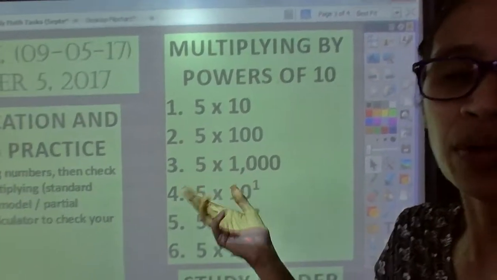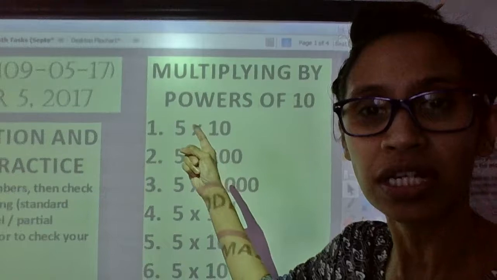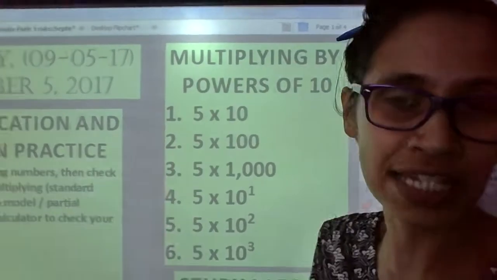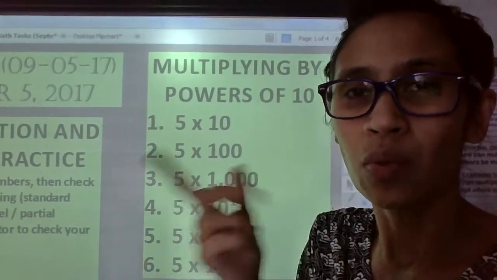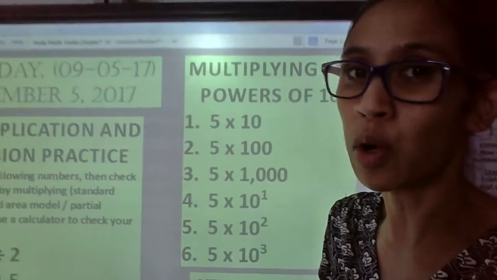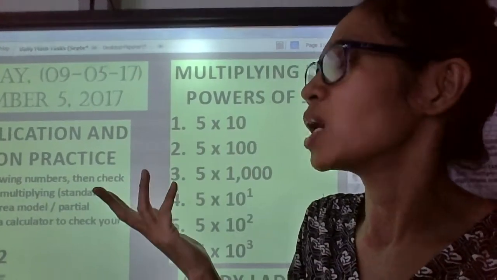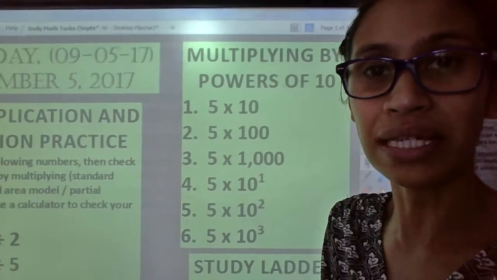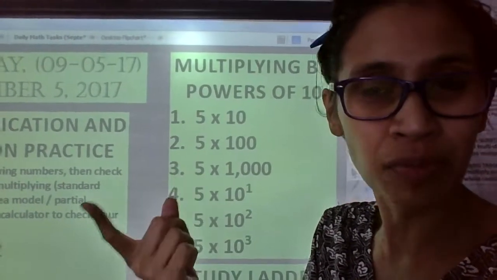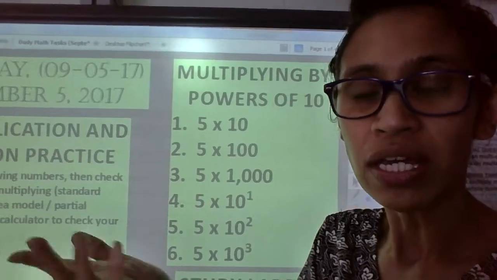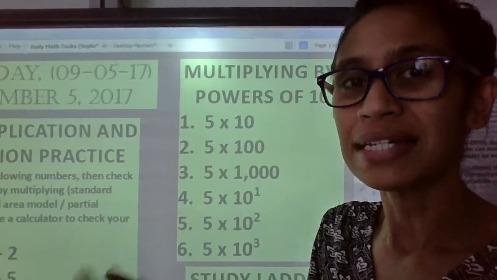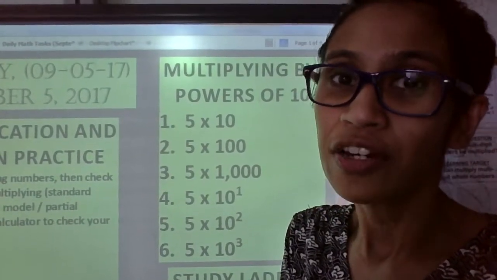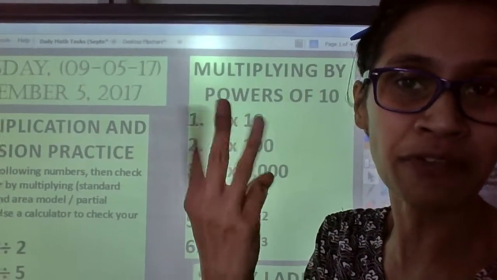Now, multiplying by powers of 10. Remember when we talked about powers? Your muscle power, brain power, all kinds of powers. Now, we talked about, what was that E word? That was exponents. So exponents are numbers that have powers. They have powers that you multiply it by itself. So remember, 3 to the second power was 3 times 3. 8 to the second power was 8 times 8. 5 to the third power is 5 times 5 times 5. You multiply 5 3 times.